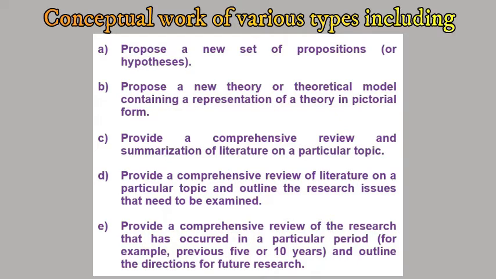And again, provide a comprehensive review of the research that has occurred in a particular period. For example, the previous 5 years, previous 10 years, the last decade, the last 2 decades, and outline the directions for future research, ladies and gentlemen. And these are conceptual papers or research papers. Now, of the various forms a conceptual paper can take, papers proposing a new set of propositions or a theoretical model may be the most common form of conceptual papers appearing in academic journals, ladies and gentlemen.